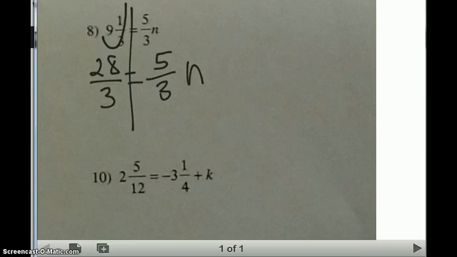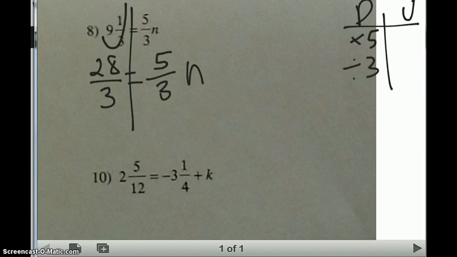Okay, so I look at this. If I did a do and undo, it's multiplying by 5, and it's dividing by 3. So how do I undo that? Well, I'm going to undo the multiply by 5, I've got to divide by 5. So I'm going to put that over here. And to undo the divided by 3, I'm going to multiply by 3. So I put that up here.